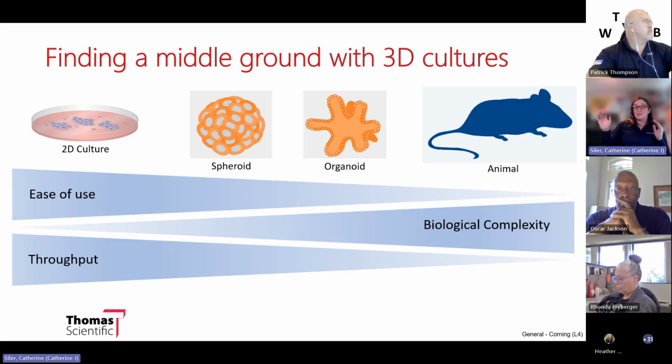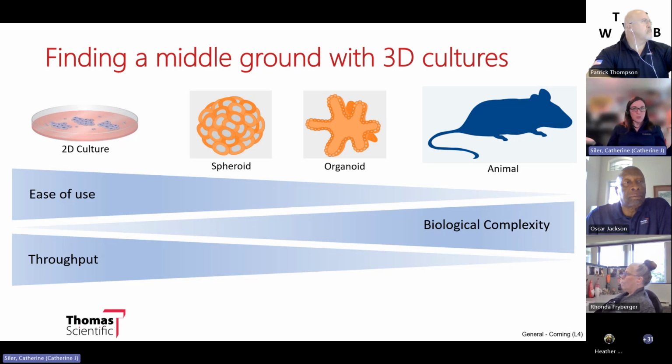Now, on the other end of the spectrum, if we need something that's a little bit closer to a human model, we could go to something like an animal model, like a mouse model. It is biologically complex, lots of different things interacting, but these are expensive and they take a really long time. And plus, they're not human. So we find some middle ground with these types of 3D cell cultures.